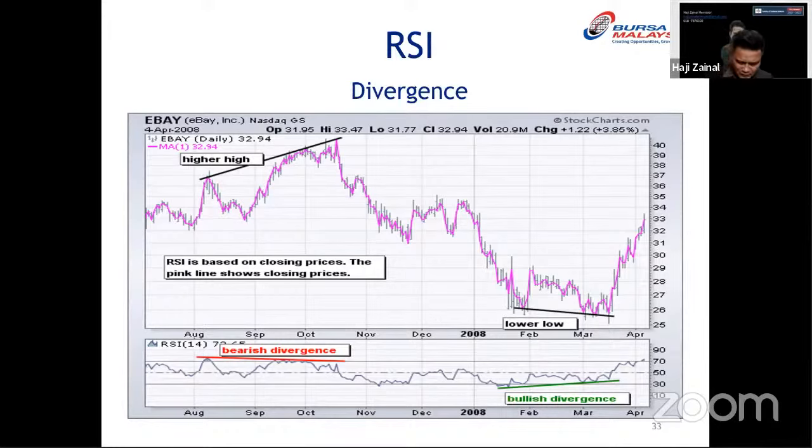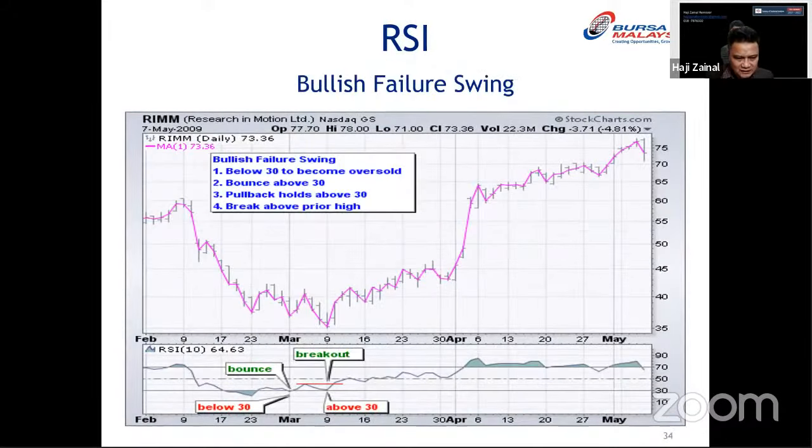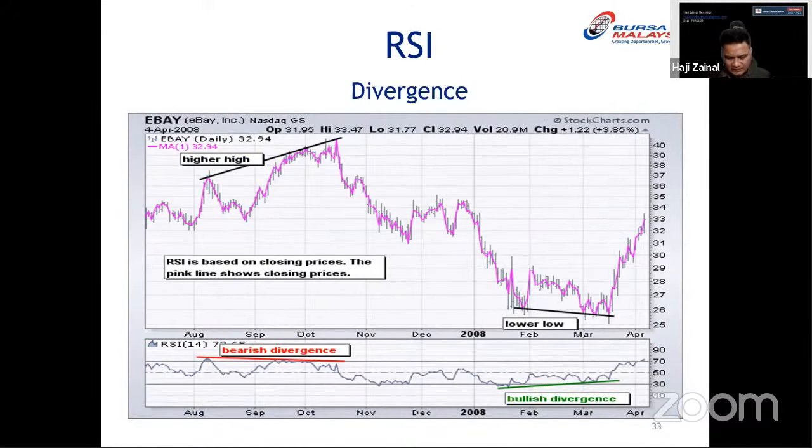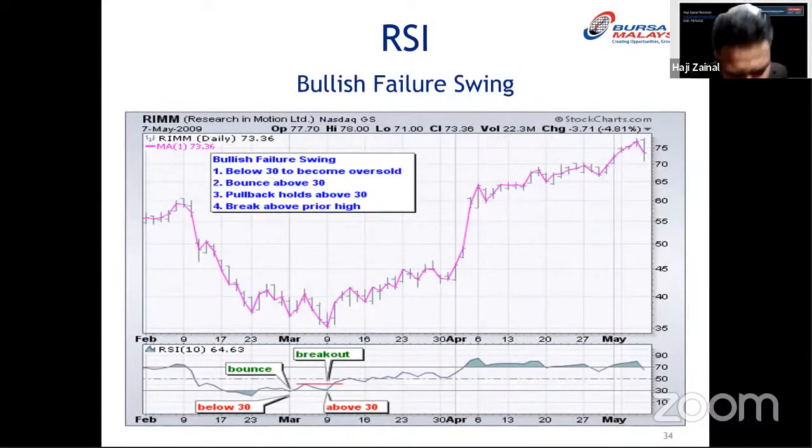Okay. So where do we take action? We take action when the RSI crosses the 50. I explained this one. All right, next one.